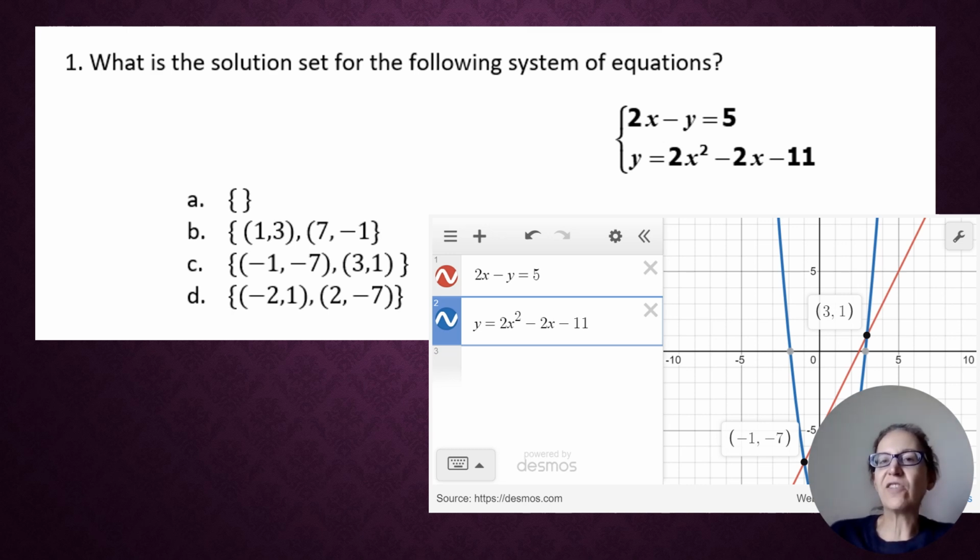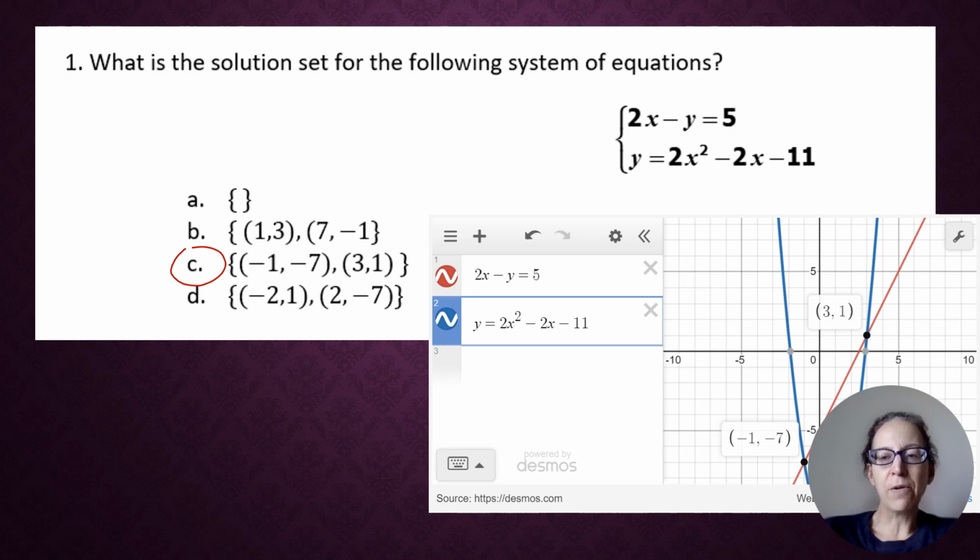The solution to the system would be the set of points that work for both. So you would be looking for where the blue graph and the red graph intersect. I see an intersection point at (3, 1), and then one down here at (-1, -7), which means that we are picking answer choice C for this one.